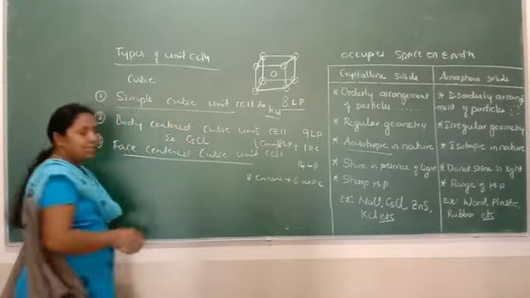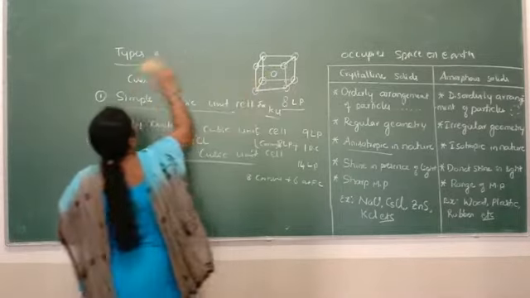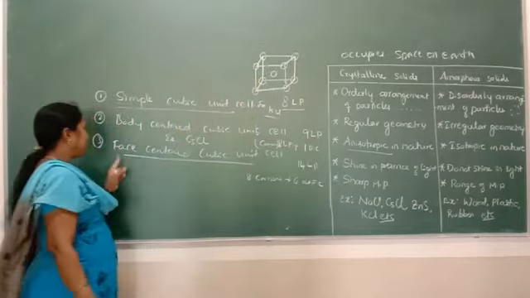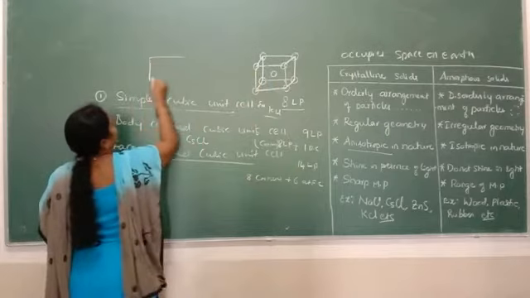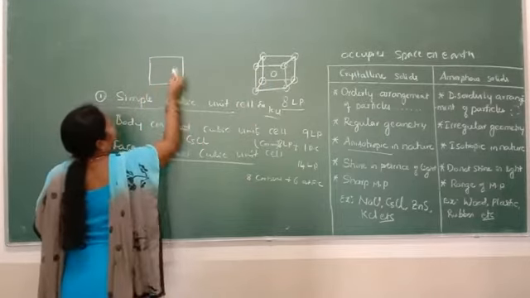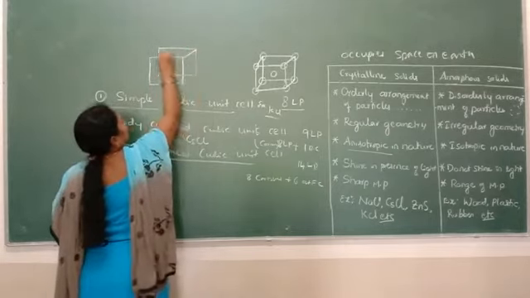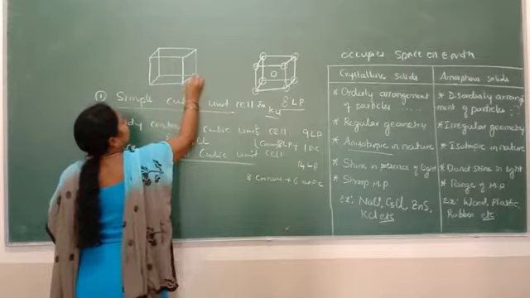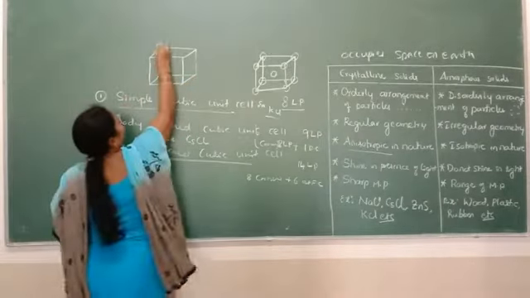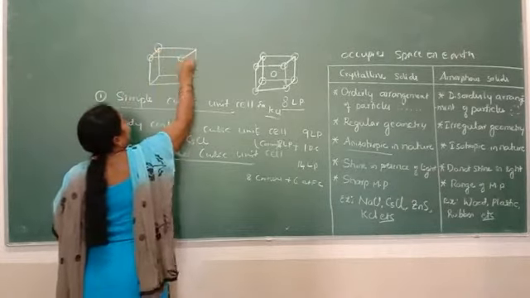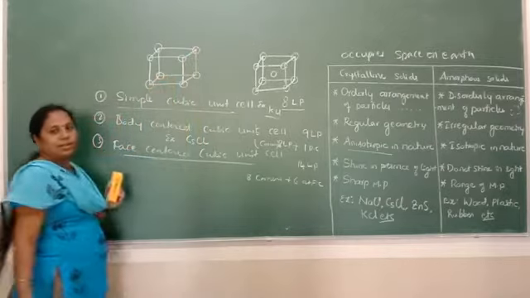Okay. So let us represent the number of particles present in the face-centered cubic unit cell. So first we will represent one of the cube like this. This is one of the cube. Okay. So in this cube there is a presence of 8 corners. So we will represent the 8 particles at 8 corners like this.